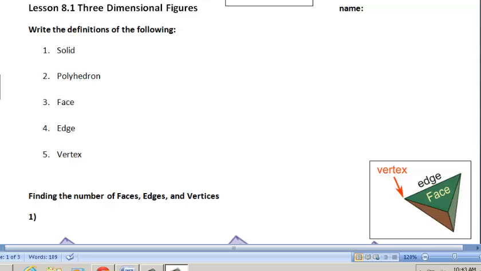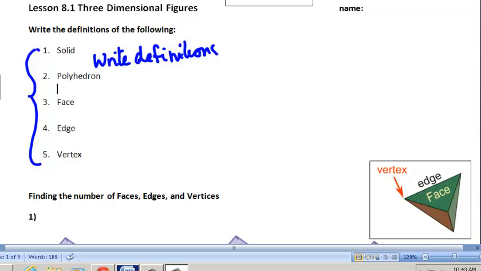This is lesson 8.1, three-dimensional figures from chapter 8. I want you to write for the 1 through 5 the definitions from the book. So these 5 you'll write definitions from the book, from the textbook.